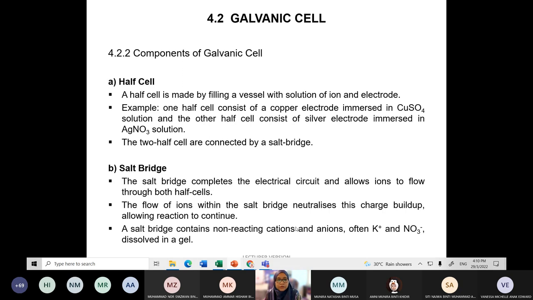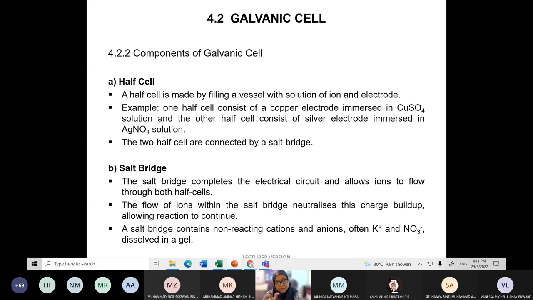So it completes the electrical circuit and allows ions to flow through both half cells. Because they're connected, the salt bridge is also immersed into both half cells. The flow of ions within the salt bridge neutralizes this charge buildup, allowing the reaction to continue. I will explain again what it means by the charge buildup here.